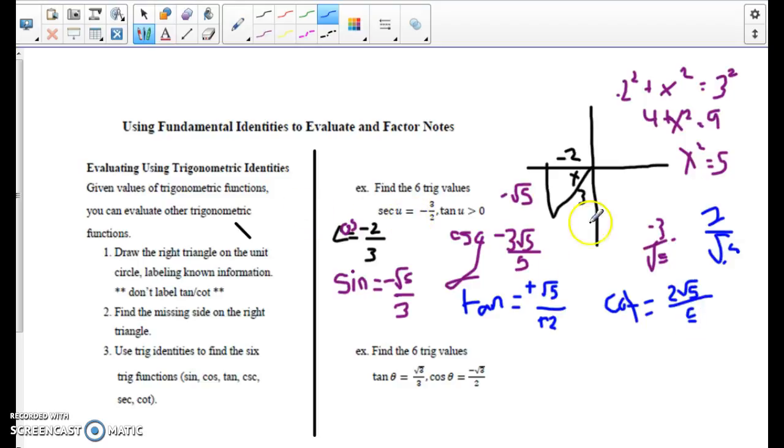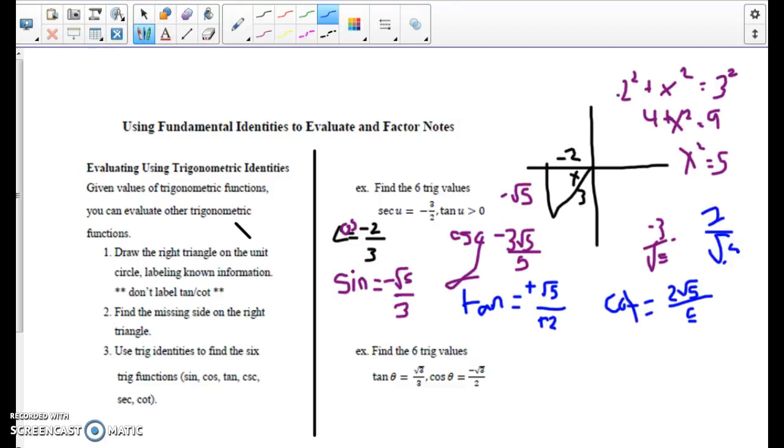So the steps again: draw the right triangle. First you have to find the location given your information. Label the triangle with what you know and find the missing side. Use the trig identities to find the 6 trig functions. So you want to do reciprocals when necessary, and then go back to basics: opposite, adjacent, and hypotenuse, SOHCAHTOA. Don't worry, we're not quite done.